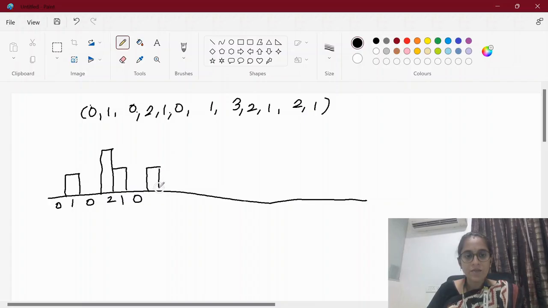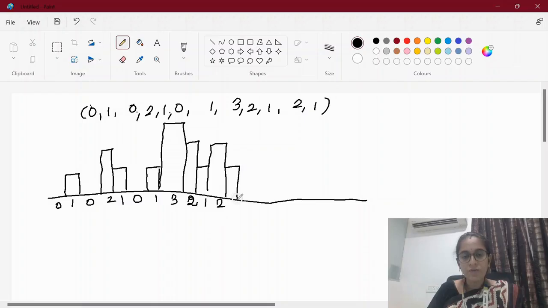Next one we have 3 units of building size. So it has 3 units of building size. Next we have 2 units of building size, so 2. Next we have 1 unit of building size, 1, and next we have 2 units of building size, it is 2, and next we have 1 unit of building size.